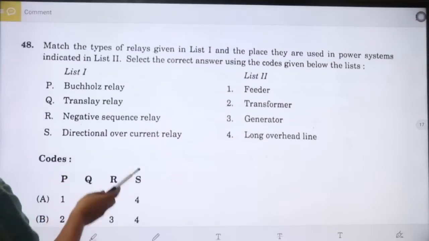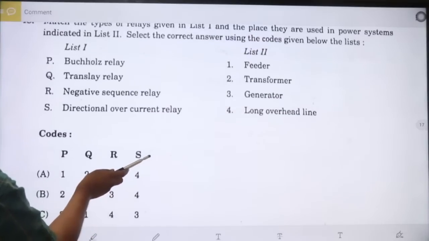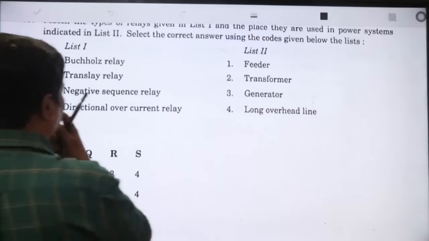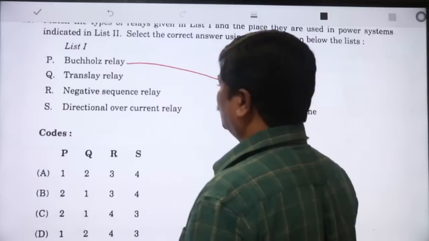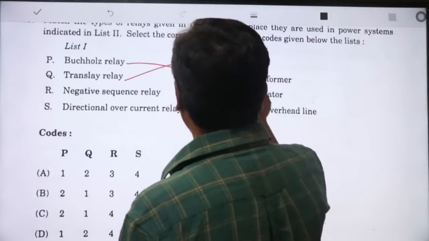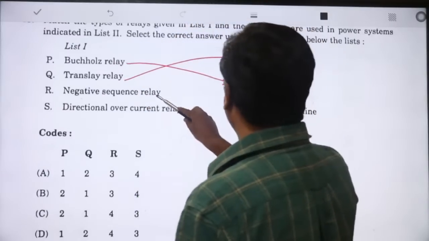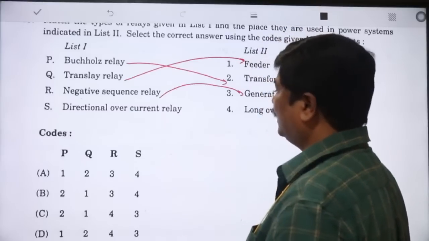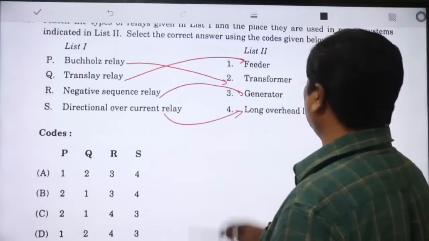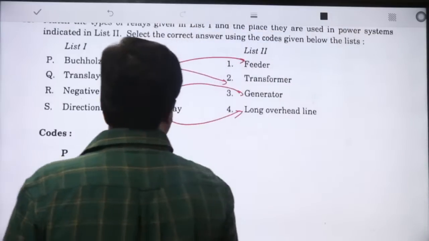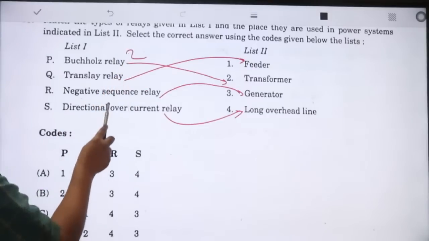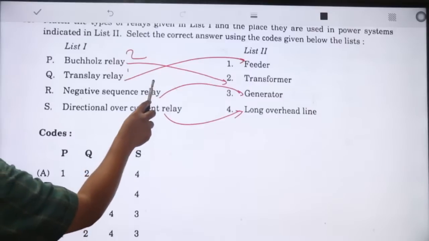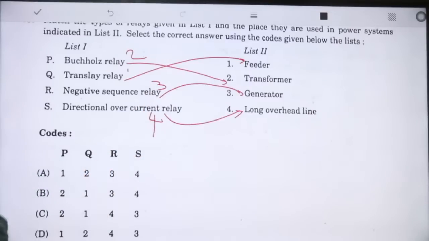See here, match the following. In the match the following, Buchholz relay is for transformer, Translay relay is for feeder, negative sequence relay is for electrical machines, directional overcurrent relay is only for long transmission lines. According to that, you have to choose the answer. Whatever is there for Buchholz relay, for these two, for this 1, for this 3, for this 4: 2, 1, 3, 4. This is the option available.